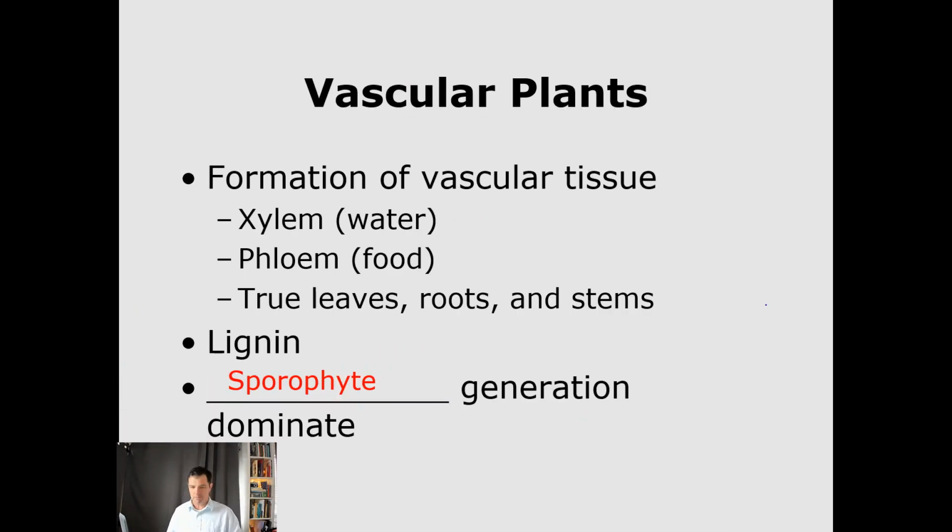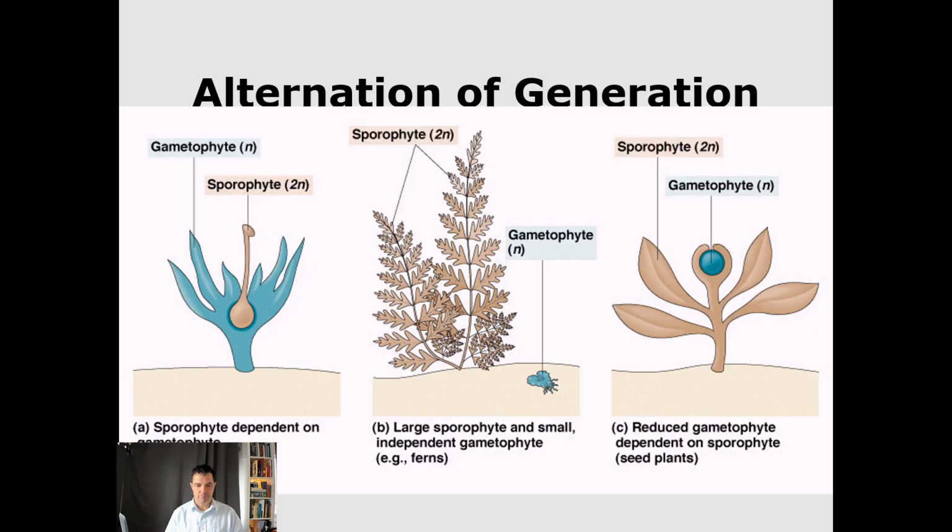All right, so now we're going to talk about vascular plants. And as we have mentioned before, when you talk about vascular tissue in a plant, we're talking about xylem and phloem. And of course, the xylem transports water and phloem is used to transport food. So plants that have true leaves, roots, and stems are vascular plants.